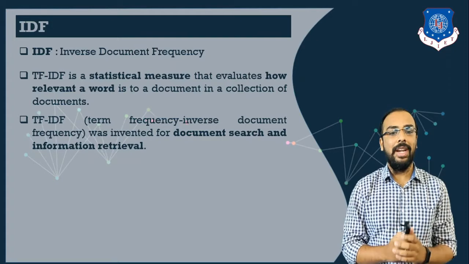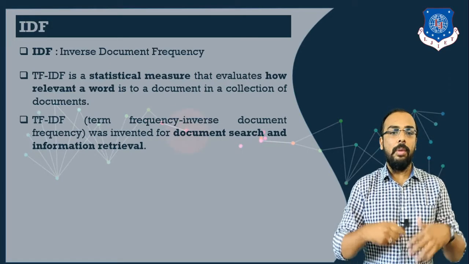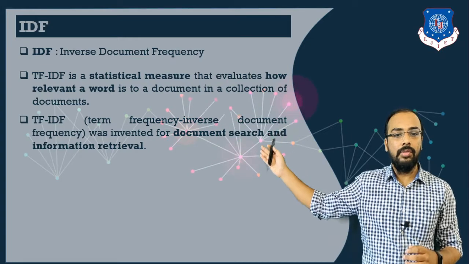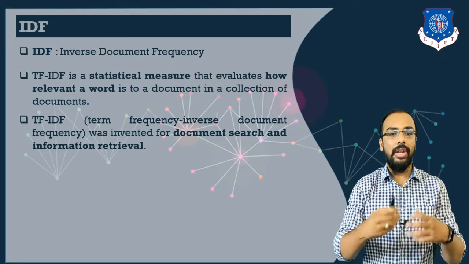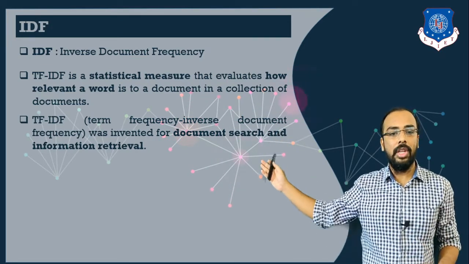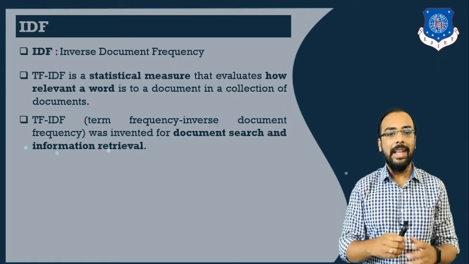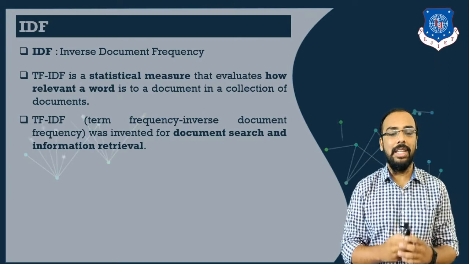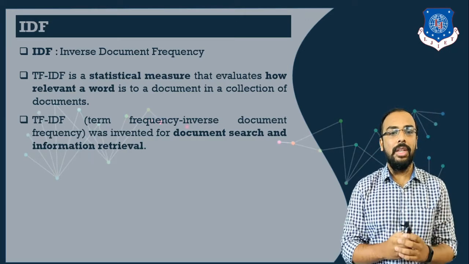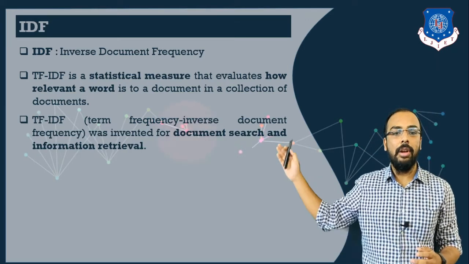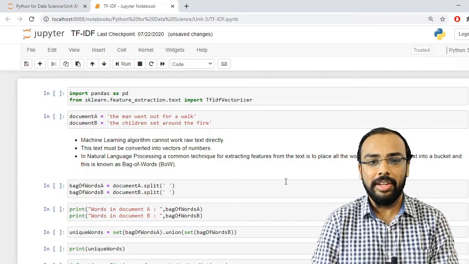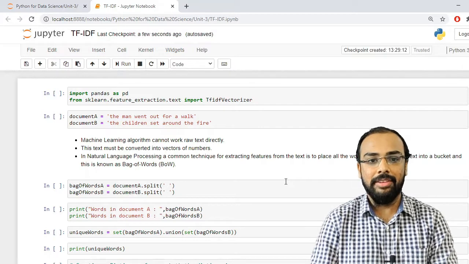Now where is TF-IDF used, or for what purpose was TF-IDF invented? Whenever you want to search for a particular document or retrieve particular information from a document, we use TF-IDF. How can we do this? We will cover this in our programming session. Now let us work with TF-IDF and see how we can implement it.